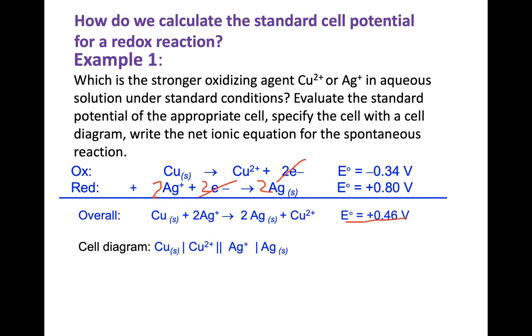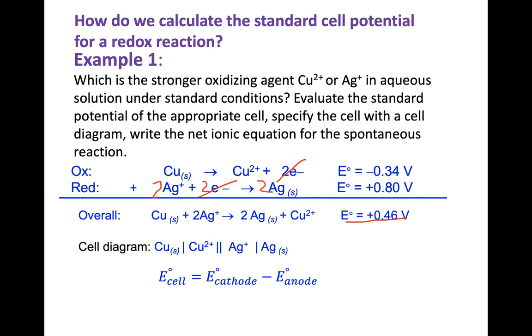So we're also supposed to write a cell diagram. So keeping that in mind, oxidation at the anode, anode to cathode, we have the oxidation of copper solid to copper 2+, the reduction of silver + ions to silver solid, and that's our cell diagram.